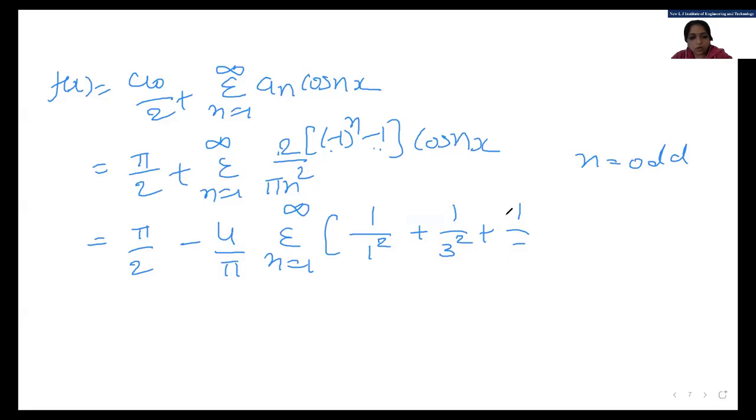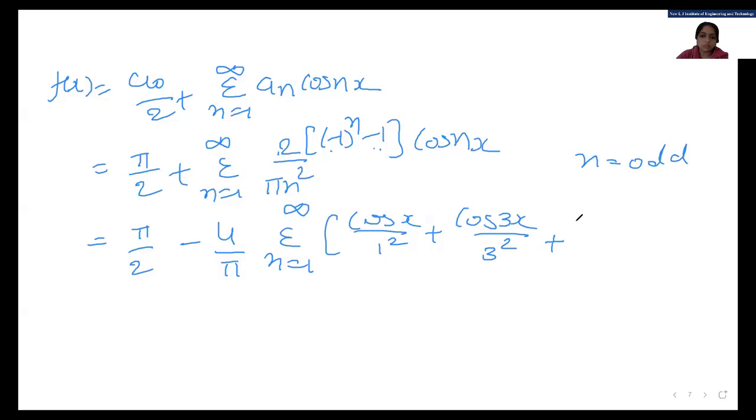Or else we also write this here for odd n, cos x upon 1 square, right? Cos 3x upon 3 square plus cos 5x upon 5 square, like that. Because it is applicable for only odd n. Now here left hand side is mod x, right?